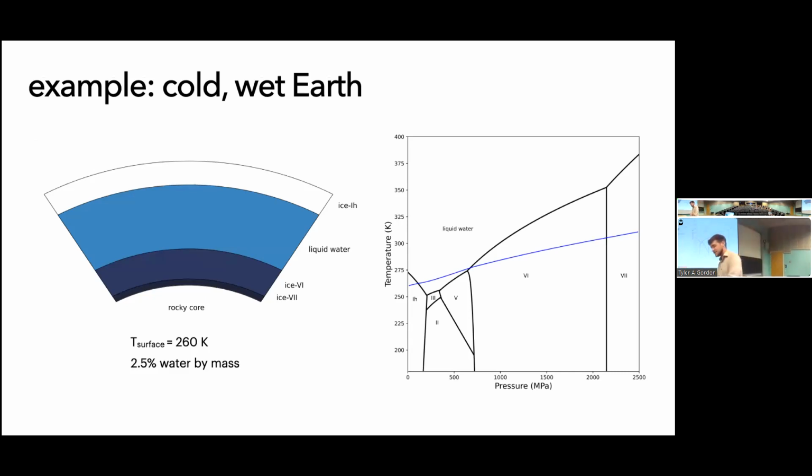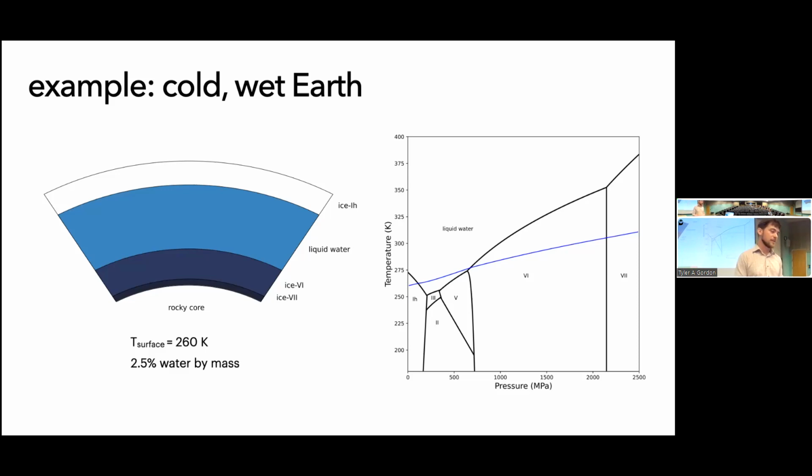So now I want to start talking a little bit about the actual structures that we computed in this way. So as a first example, I present to you the cold, wet Earth. This is a version of Earth. It has a core that's the same mass as the Earth and a composition that's the same as the Earth, giving it the same density and radius. And then on top of that, we've dumped 2.5% water by mass of the total planet.